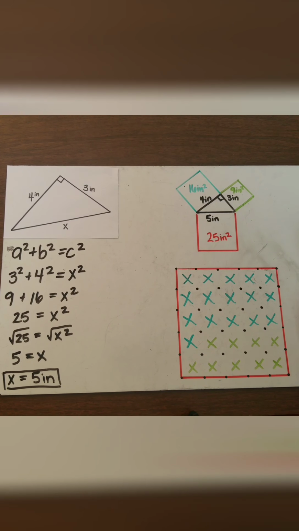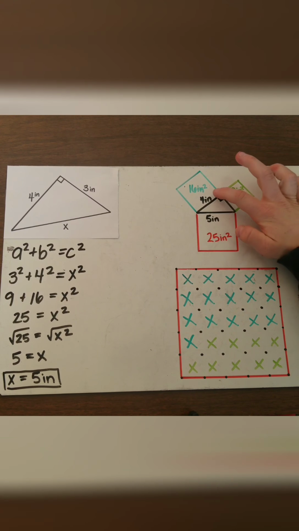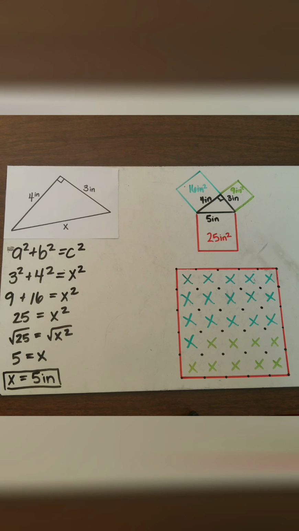The reason this works in this example is because 4, 3, and 5 are Pythagorean triplets.